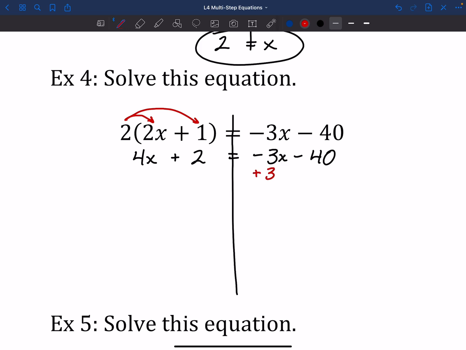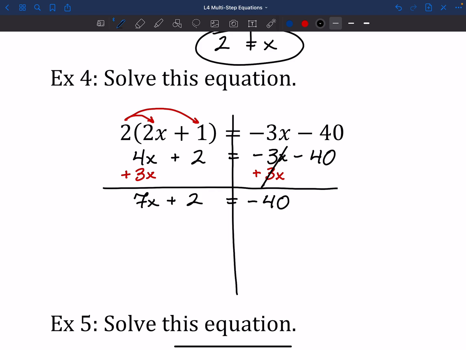So I'm going to move this 3x over by adding it to both sides, because 4x plus 3x will give us 7x. That plus 2 is still there. Over on the right-hand side, we canceled out the 3x, which is what we were hoping for. We're left with negative 40. Something to mention is don't forget about things like that minus sign. When you carry that down, that is still a negative 40 there.